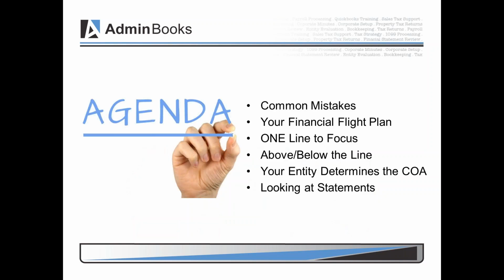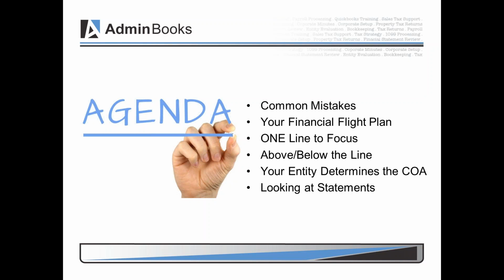So here's our agenda for today. We're going to talk about common mistakes that people make on their financial statements. I'm going to share some information on why your financial statements are important and what one line on the financial statement you need to focus on first to get grounded. It's the basis and the foundation for everything on your financial statements. I'm going to give you a definition and examples of a term us accountants use called above the line and below the line. And I'll dive into some details there.